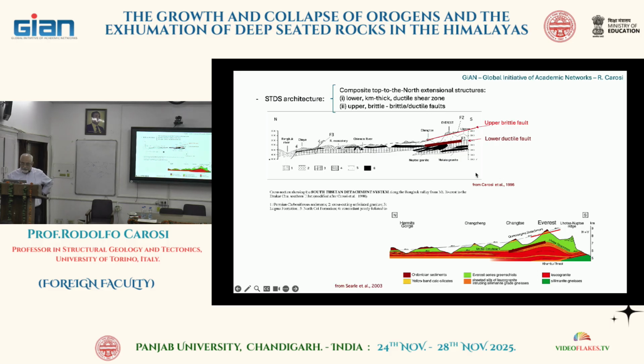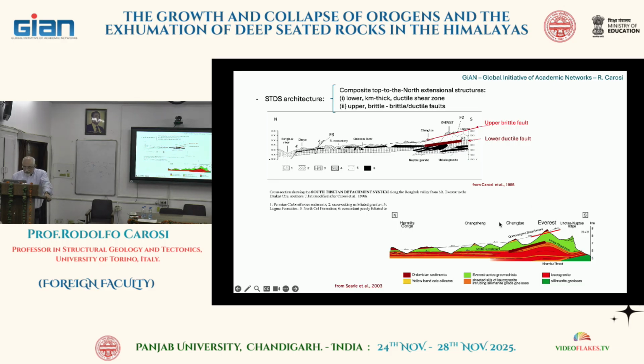Here you can see two sections. This section was made in 1998. At that time, publication was in black and white, not color, unfortunately. But you can see here, this cross section was with the upper brittle fault here and the lower ductile fault here. Of course, this is a shear zone with a thickness of maybe 1 kilometer. The upper brittle fault is only a few meters or a few dozen meters, no more.